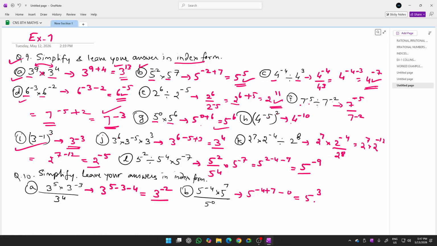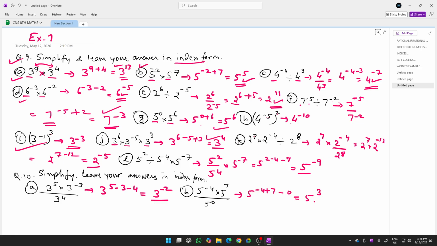J is 3 raised to 6 multiplied by 3 raised to minus 5 multiplied by 3 raised to 3. Now all the bases are the same, 3, 3, 3, and between all these index form numbers there's a multiplication sign. So you can write a 3 and on the top you can add all these powers. So 6 plus minus 5 plus 3, that is 6 minus 5 is 1, 1 plus 3 is 4. The final answer will be 3 raised to 4.